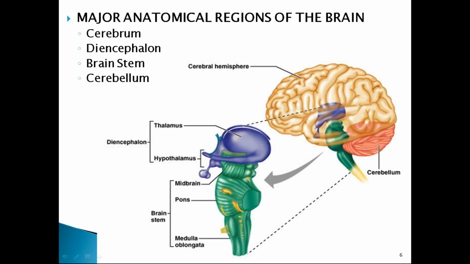Now, major anatomical regions of the brain, here we go. Here's the cerebrum, which is that outer part, the diencephalon, which consists of the thalamus and the hypothalamus, which are very important. Well, they all are important, but it's important for you, all of you, to internalize the brainstem and the cerebellum.